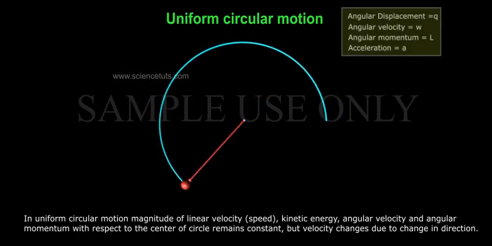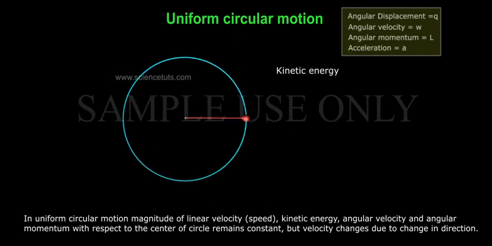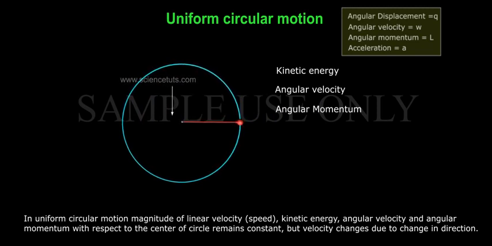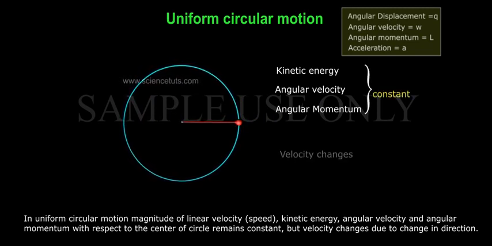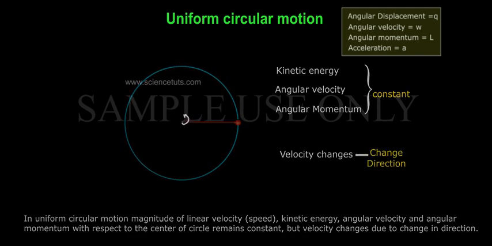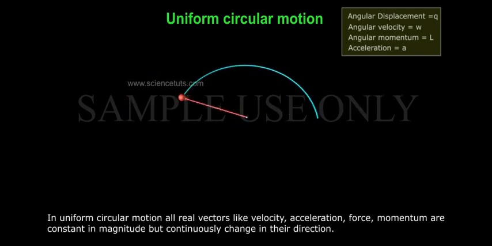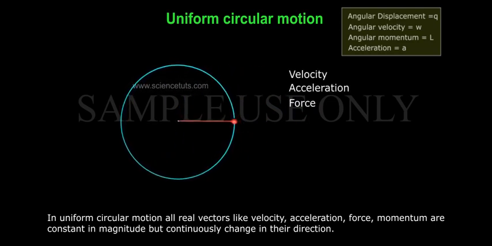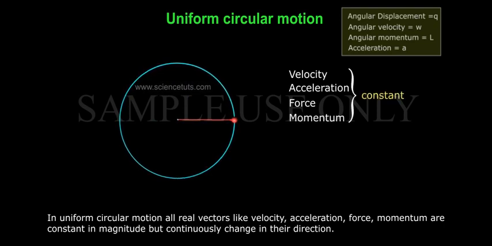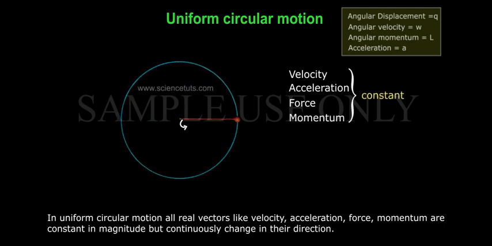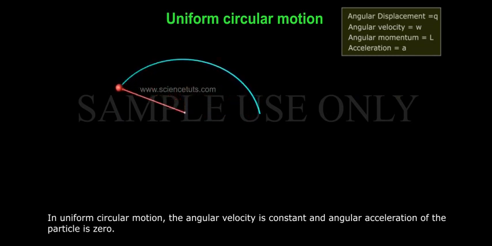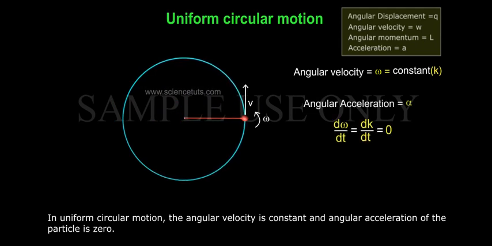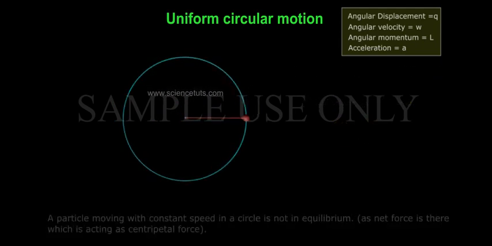In uniform circular motion, the magnitude of linear velocity (speed), kinetic energy, angular velocity, and angular momentum with respect to the center of the circle remain constant, but velocity changes due to change in direction. All real vectors like velocity, acceleration, force, and momentum are constant in magnitude but continuously change in direction. The angular velocity is constant and the angular acceleration of the particle is zero.